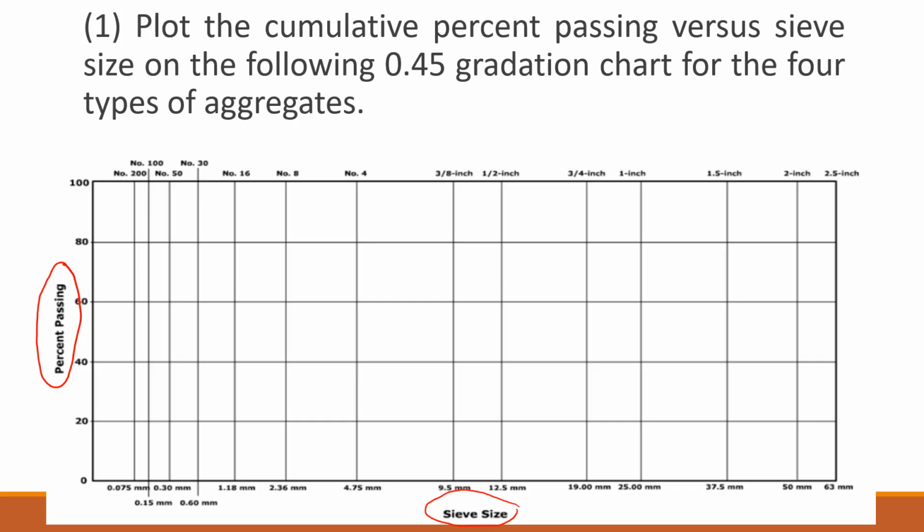Okay, so this is the grading graph, and if you look at the grading graph, you have percentage passing in your y-axis, and in the x-axis we have sieve sizes. The x-axis is a log graph, so this is a semi-log graph. You can plot the graphs in Excel as well, but you need to remember that for the x-axis you need to make it a log scale.